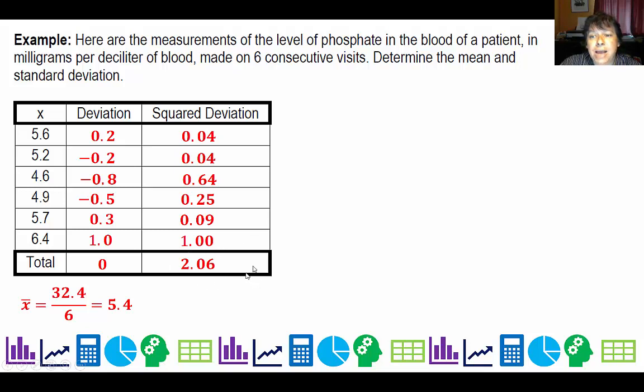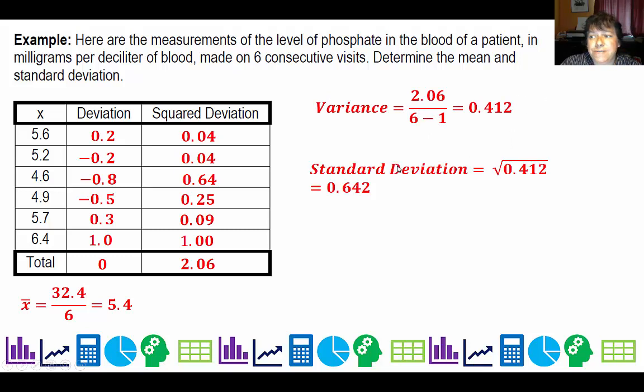To get the variance, I have to divide by n minus 1. Our sample size is 6, so I divide by 5, and I get 0.412. Then to find the standard deviation, I take the square root of that, and I get 0.642. So the standard deviation in the levels of phosphate in the blood is 0.642.